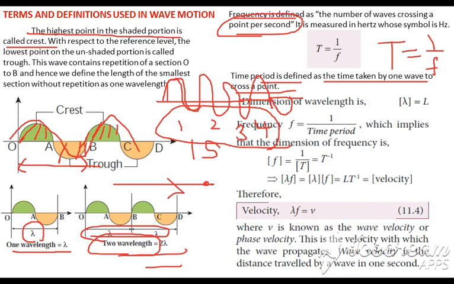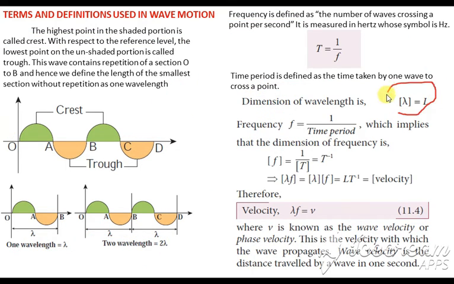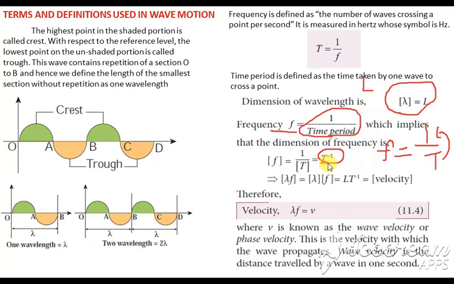Okay, and the dimension of wavelength, given by lambda, is equal to L. Then the frequency is given by 1 by time period. So we can write F is equal to 1 by T. If you take T to the numerator, that becomes T inverse. Now if you need the value of lambda into F, we can write separately lambda as L, and F as T power minus 1. So we are writing it as L T power minus 1.